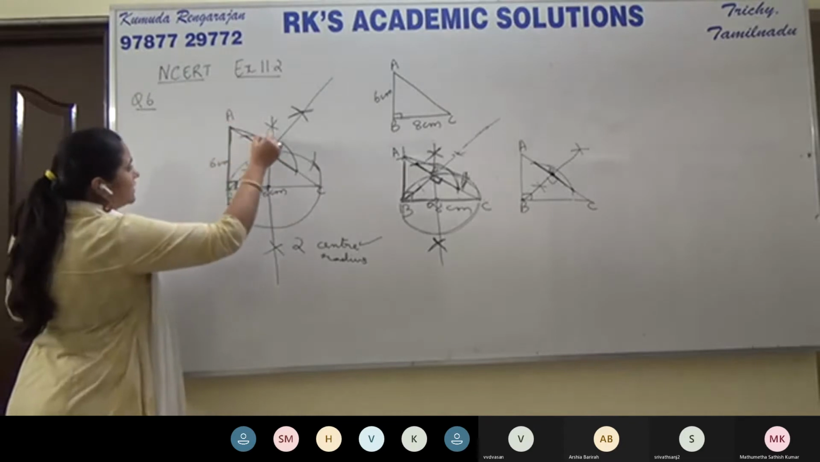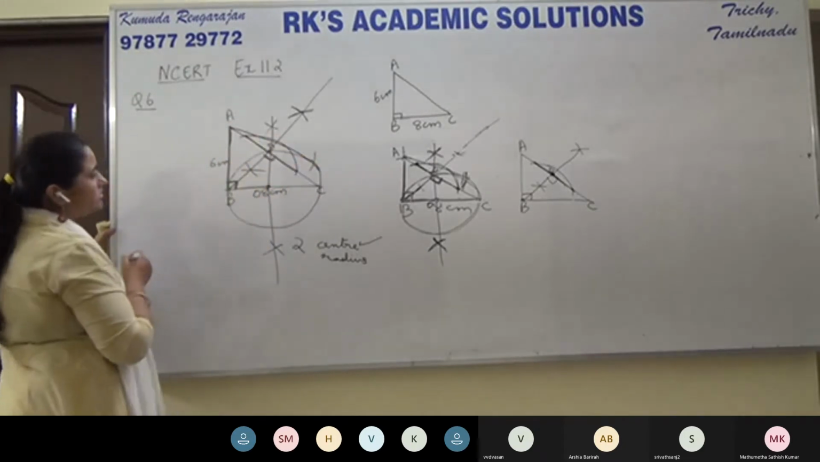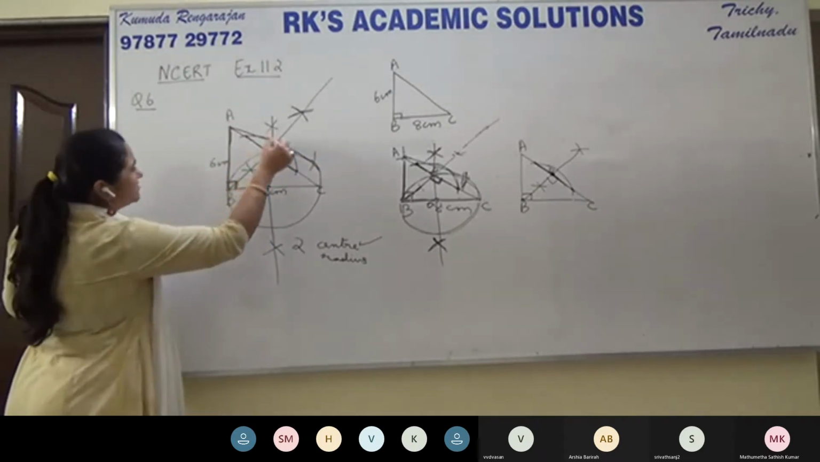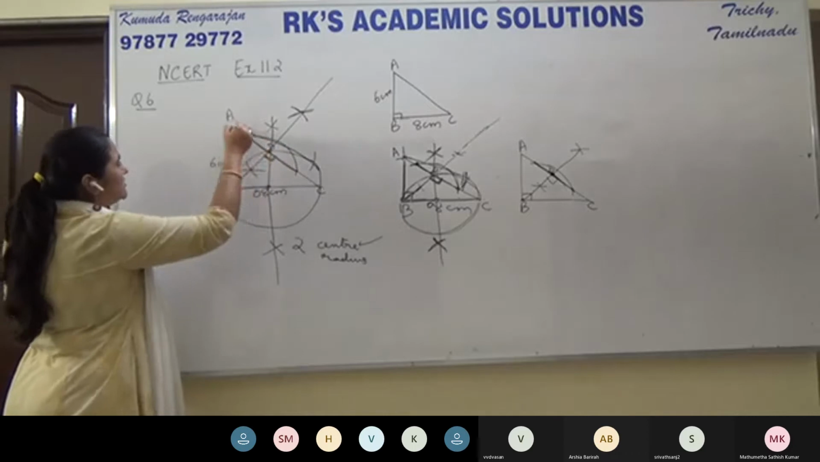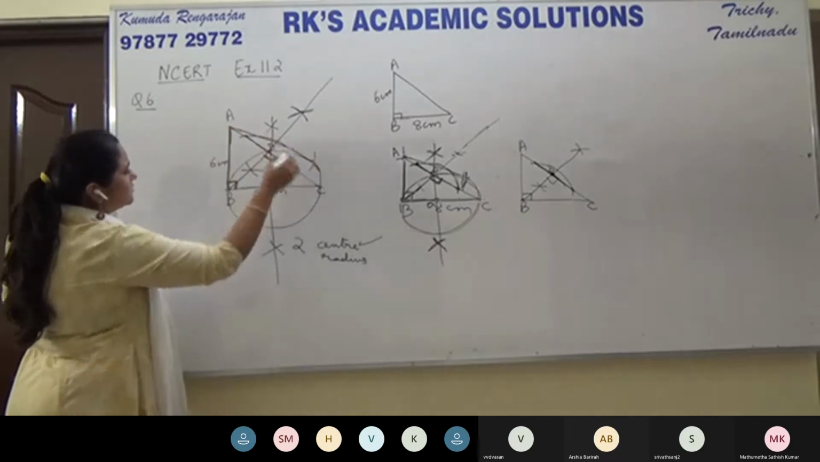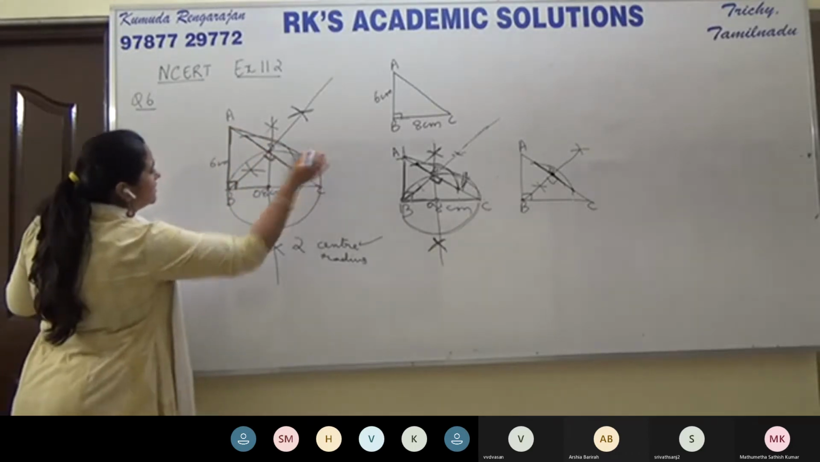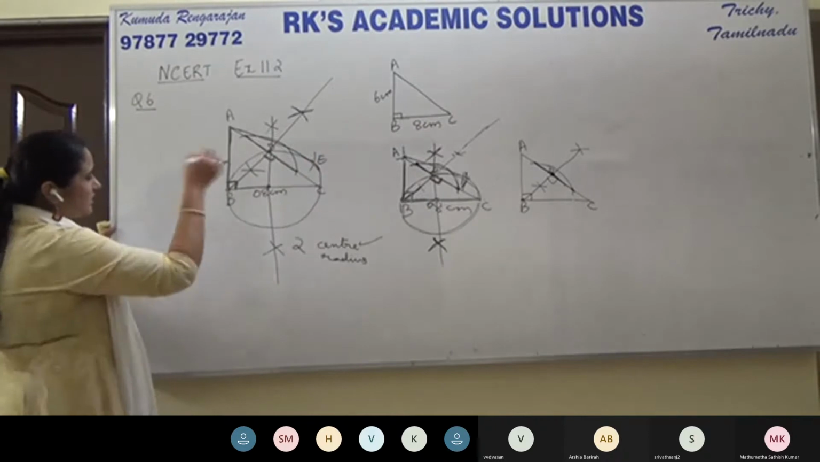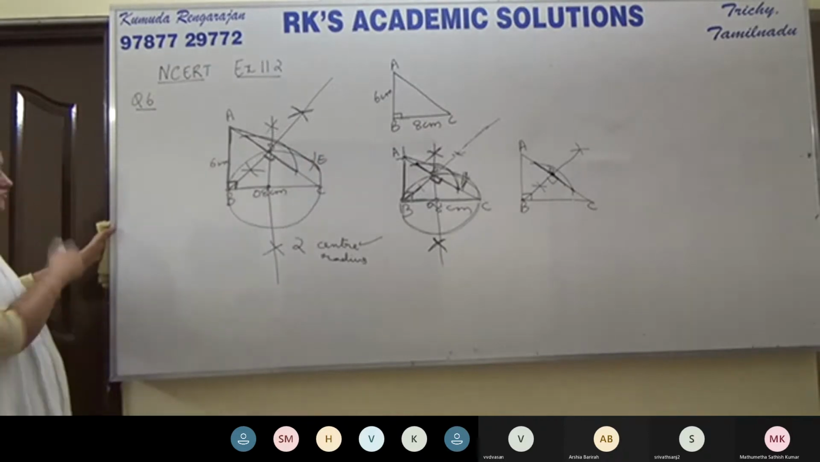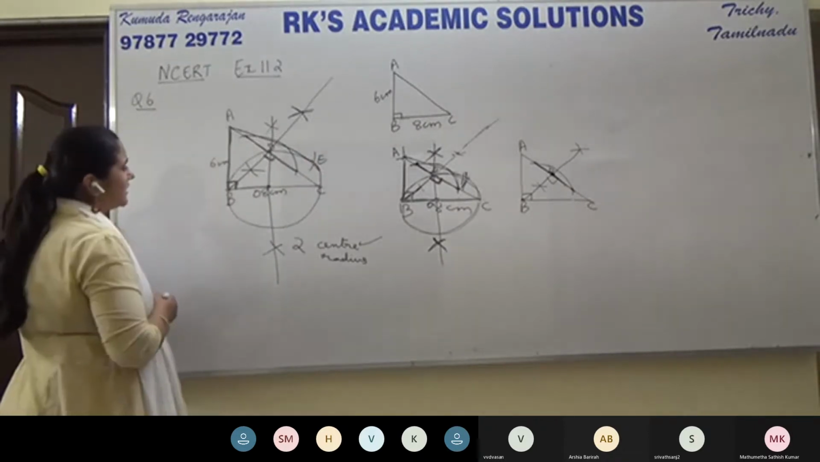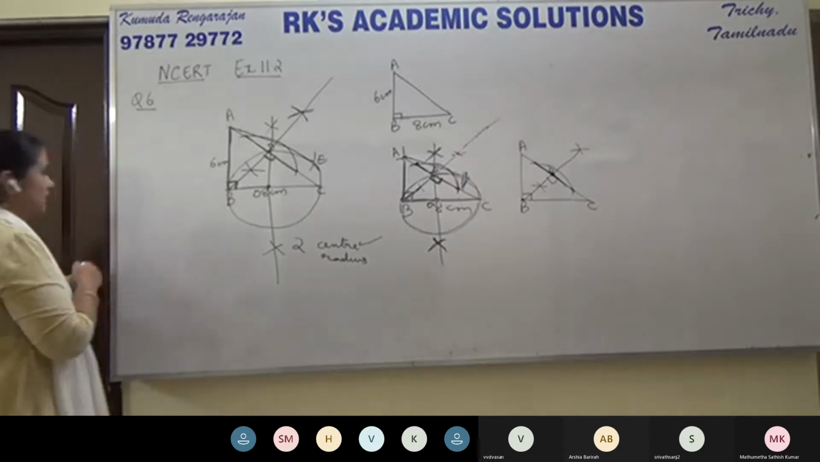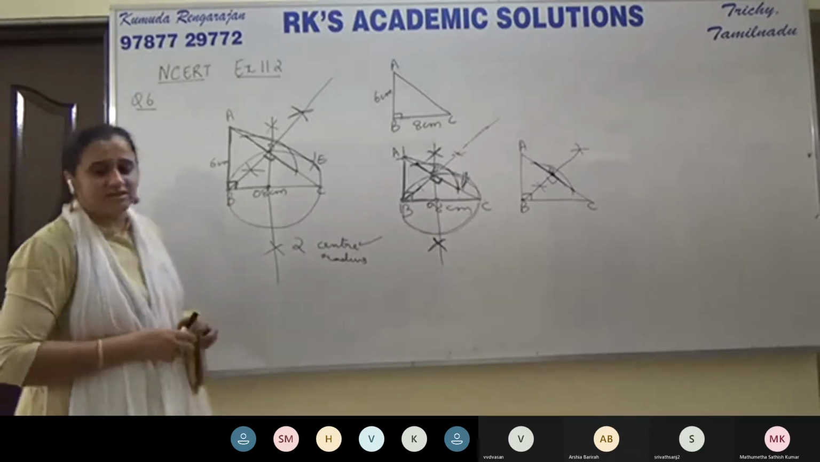And join from A, draw this. It will cross this arc and all that. That's fine. This is the tangent segment. You can call it E. So AB and AE are tangents to the circle from the external point A, and AB equals AE equals 6 centimeters.